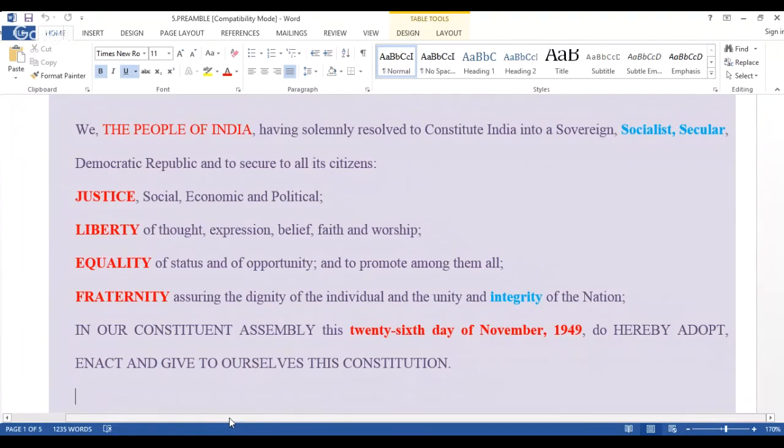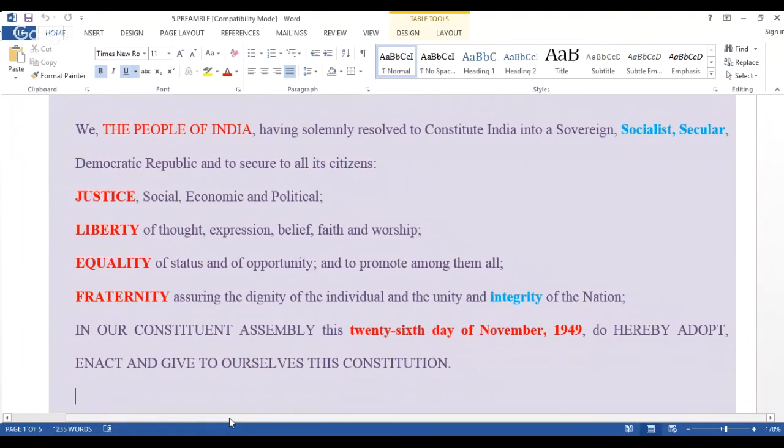Sovereign, socialist, secular, democratic republic, and to secure to all its citizens, what you want to give: justice, liberty, equality, and fraternity. Clear? What is justice? Social justice, economic justice, and political justice. What is liberty? Liberty of thought, liberty of expression, liberty of belief, liberty of faith, and liberty of worship.